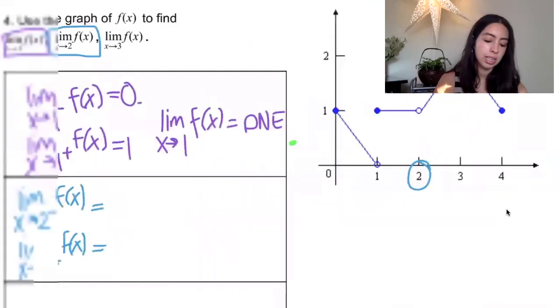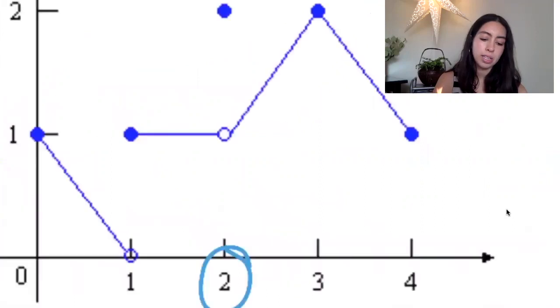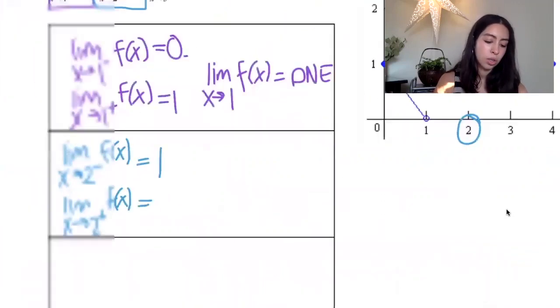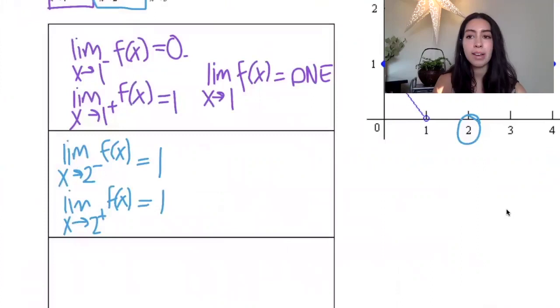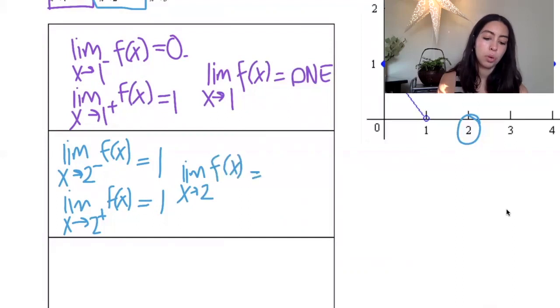So I can say that the limit from the left is 1, but then the limit from the right, as I follow the graph and move in towards 2, is y equal to 1. So the limit from the left is equal to the limit from the right. That tells me that the limit as x approaches 2 of f of x is equal to 1.